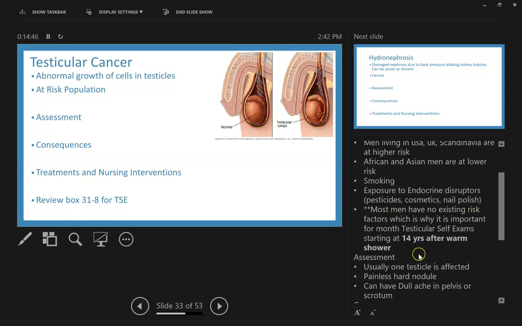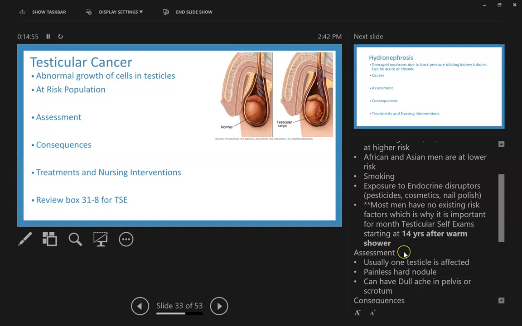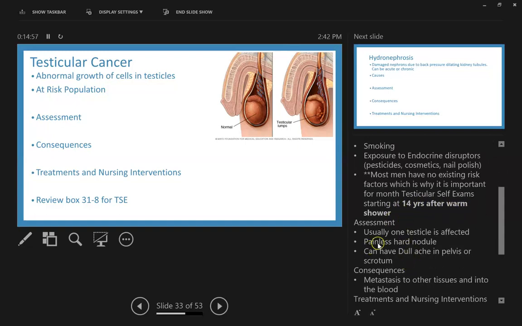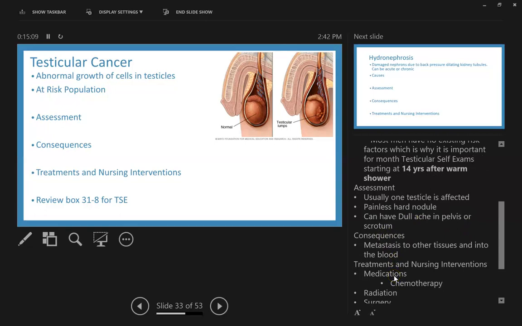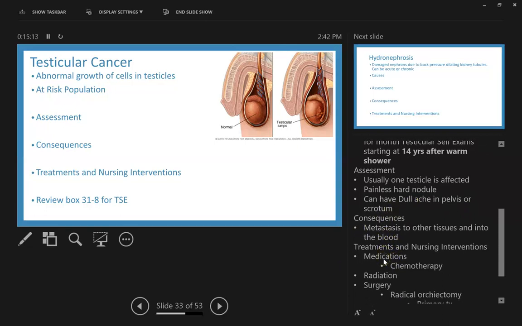Most men have no existing risk factors, which is why it is important for a testicular self-exam to start at 14 years old, and it's best to do it after a warm shower. Looking for a painless, hard nodule, usually in one testicle. They may have a dull ache in the pelvis or the scrotum, but typically not. It's just going to be this hard, painless nodule.